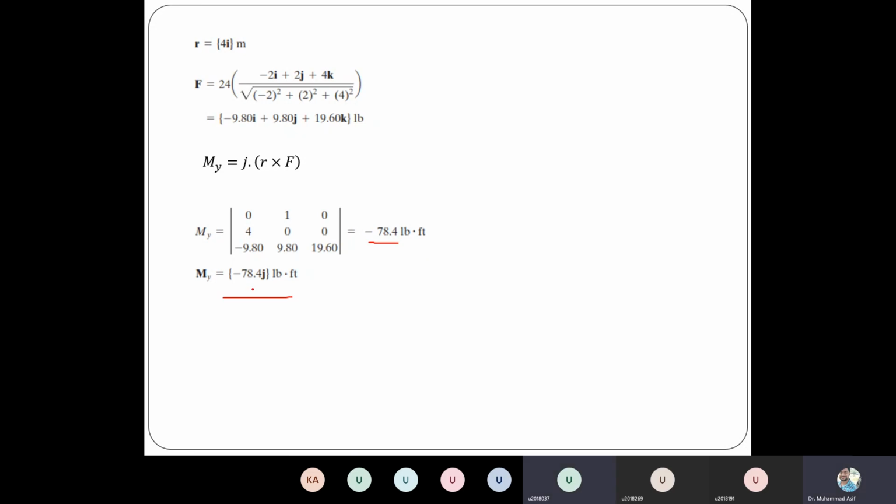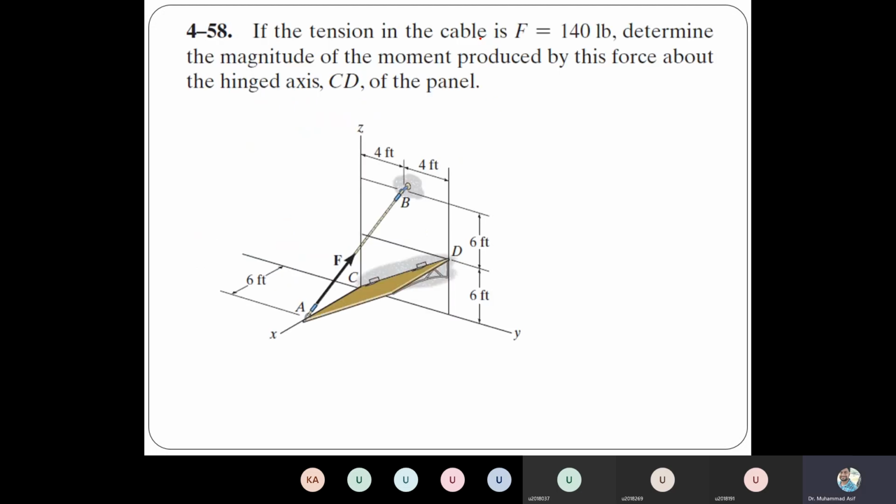Clockwise. Basically, we discussed the sign convention in the first class. If the moment is in the clockwise direction, it is considered negative, whereas a moment in the counterclockwise direction is considered positive. We'll follow this sign convention throughout this book: counterclockwise as positive, clockwise as negative.